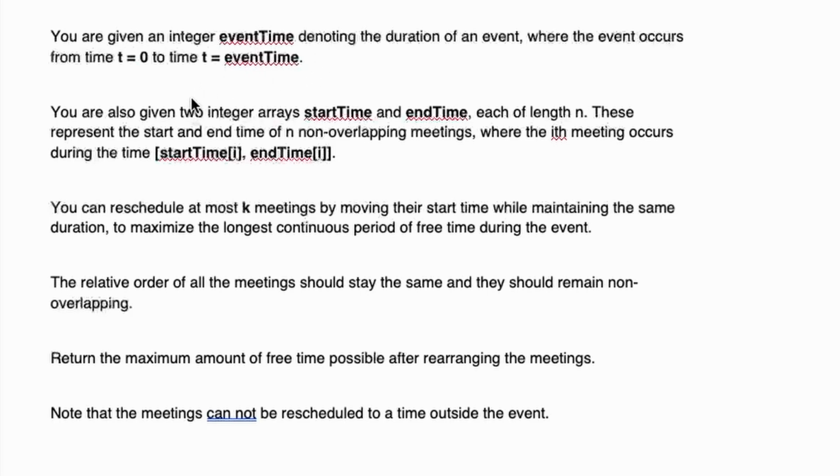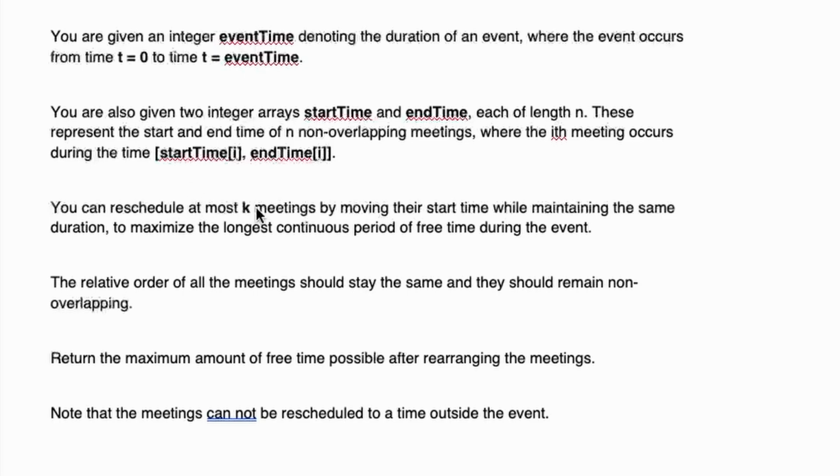We're also given two integer arrays, start time and end time, and they are each of length n. And these represent the start and end time of n non-overlapping meetings, where the ith meeting occurs during the time start time to end time. So what this is saying is we're going to get two arrays representing the start time and end time of n events.